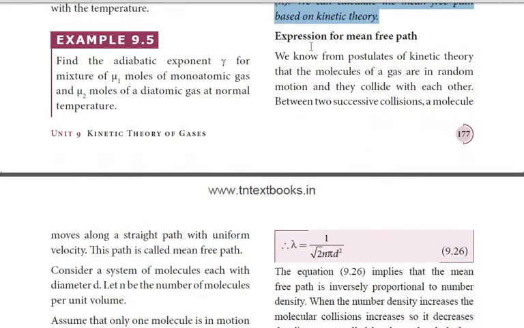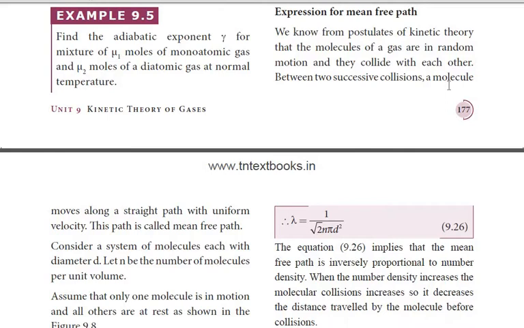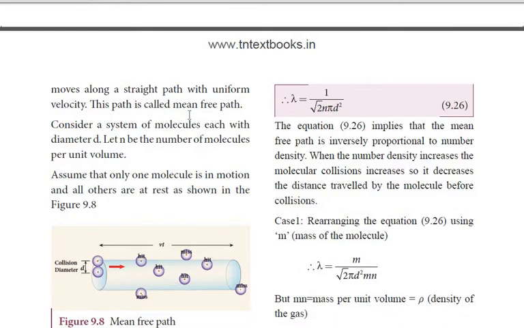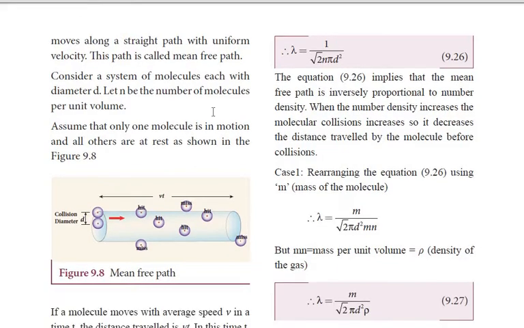The next concept is the expression for mean free path. We know from the postulates of kinetic theory that the molecules of a gas are in random motion and they collide with each other. Between two successive collisions, a molecule moves along a straight path with uniform velocity. This path is called the mean free path. Consider a system of molecules each with diameter d. Let n be the number of molecules per unit volume.